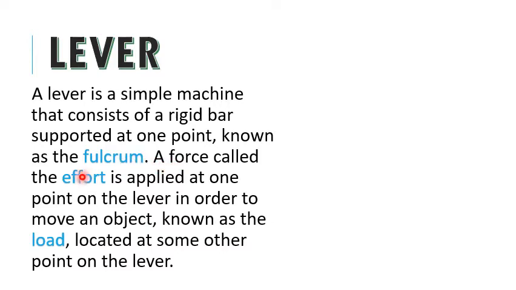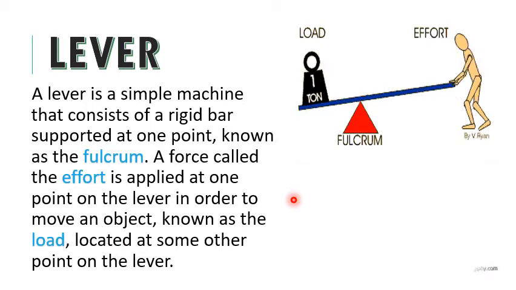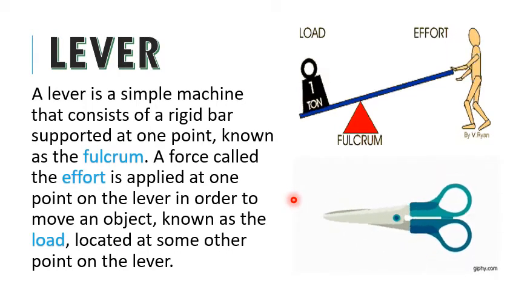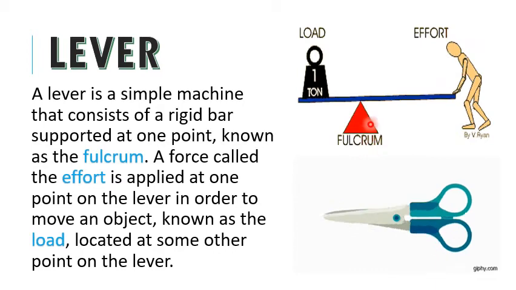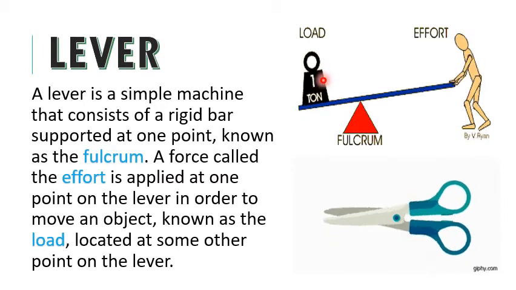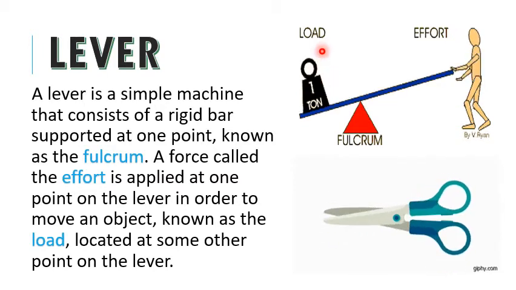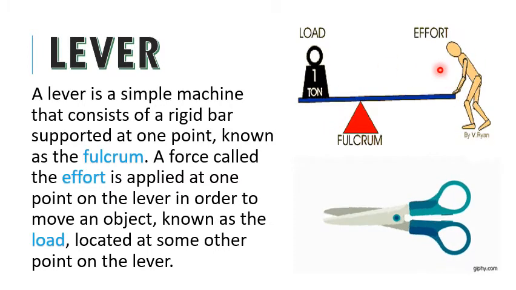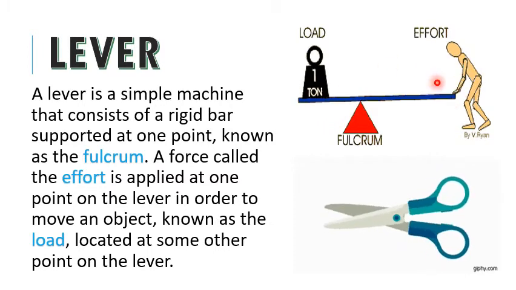A force called effort is applied at one point on the lever in order to move an object known as load, located at some other point of the lever. Now here comes the example in front of you where you can see all these things. Number 1, fulcrum. You can see this is the turning point, and at one point we can keep the weight or the thing on which the effort is put, right? So that would be load, and the force that is applied would be effort.